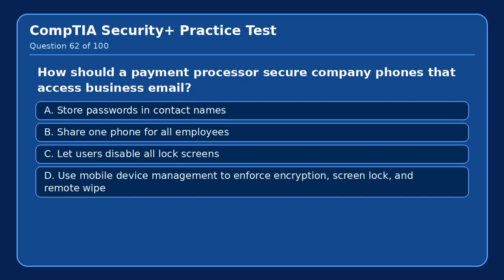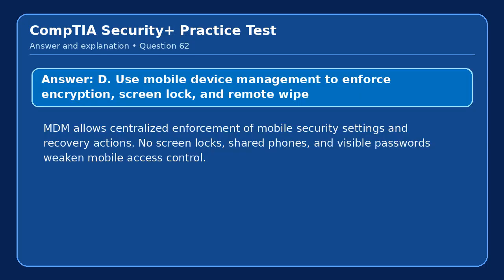The answer is A. WPA3 Enterprise with 802.1X authentication. WPA3 Enterprise with 802.1X provides stronger encryption and individual authentication. Open networks, public shared passwords, and WEP are weak or obsolete.